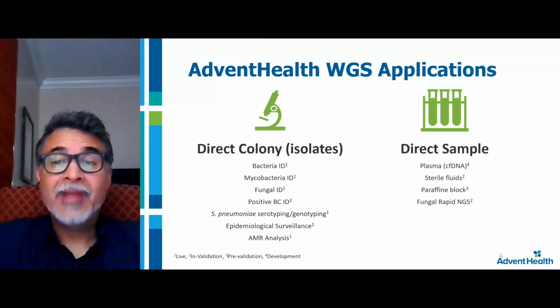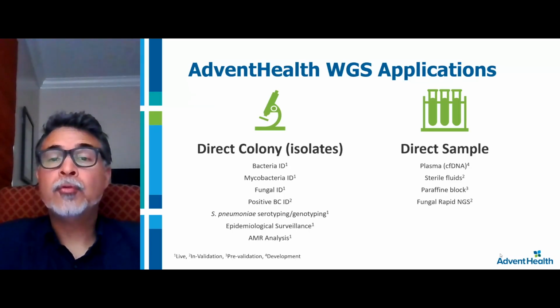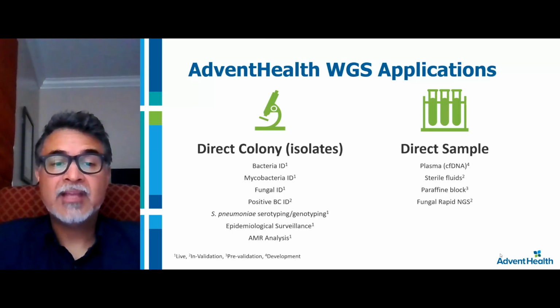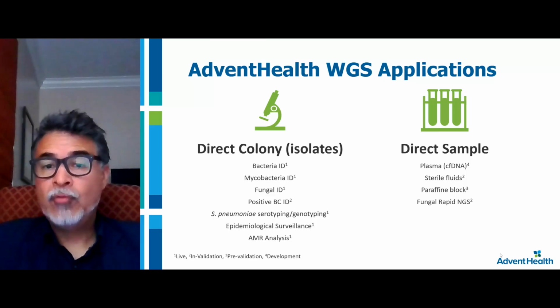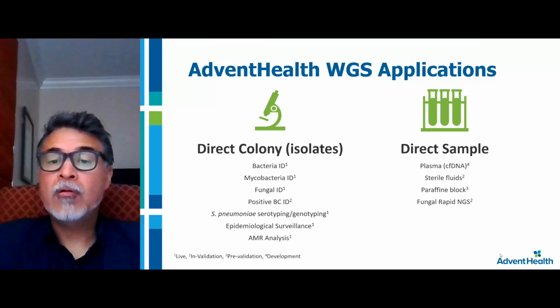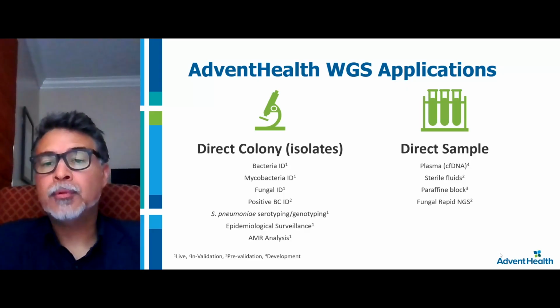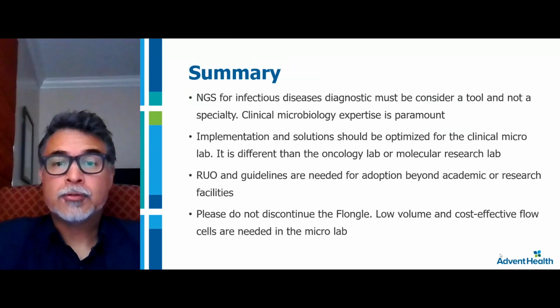We do epidemiological surveillance when we have a potential cluster to differentiate this organism before doing a full epidemiologic investigation. We do AMR analysis for unusual or complex resistant mechanisms. We are evaluating a plasma cell-free DNA application, a sterile fluid, paraffin block, and a fungal rapid NGS directly from sample to replace a fungal culture.